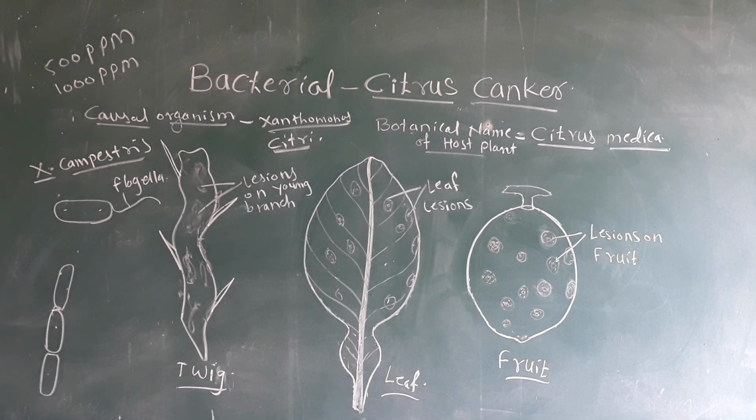How will you prepare the 500 ppm solution? That is about 50 milligram of streptomycin dissolved in 1 liter of water, and that is known as 50 ppm, or for 1000 ppm, that is 100 milligram of streptomycin dissolved in 1 liter of water, that is 1000 ppm.